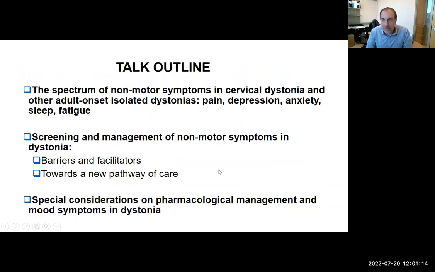This is briefly my outline for the talk. I will start by giving you an overview of the spectrum of non-motor symptoms in cervical dystonia and other adult onset isolated dystonias. I will essentially focus on this most common category of dystonias, the adult onset isolated dystonias, which encompass cervical dystonia, blepharospasm, oromandibular dystonia, writer's cramp. Wherever possible, I will refer to individual forms if needed, but when I mean the full spectrum, henceforth I will refer to it as dystonia in general.